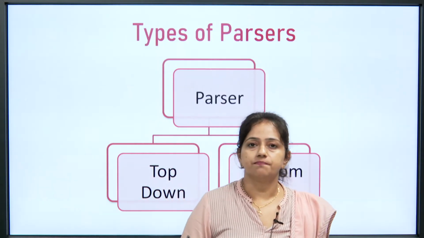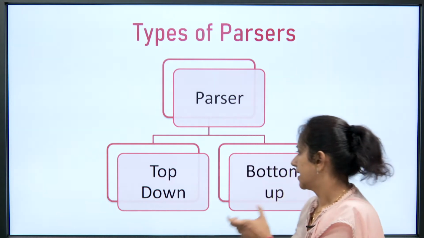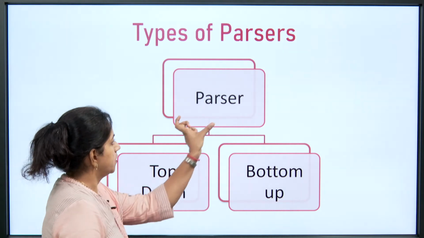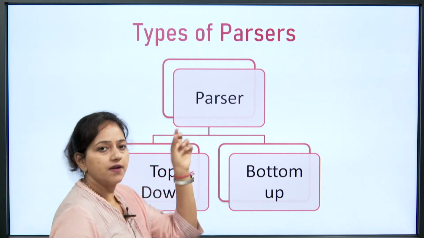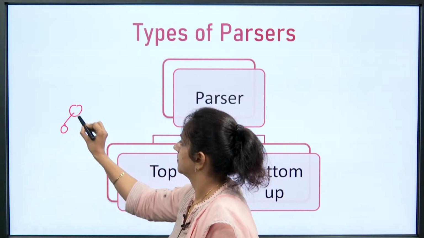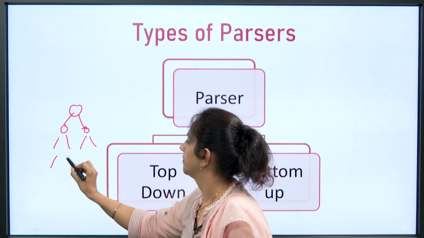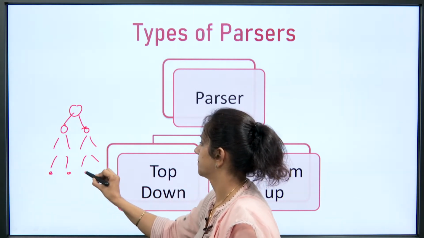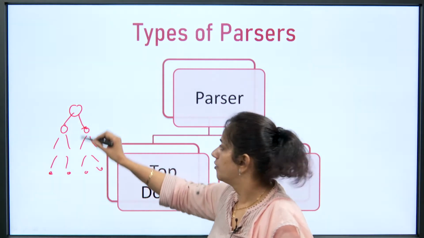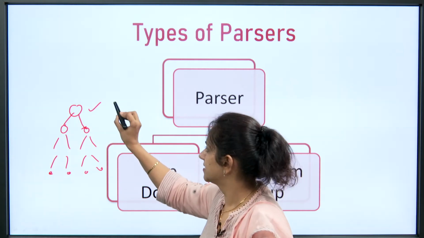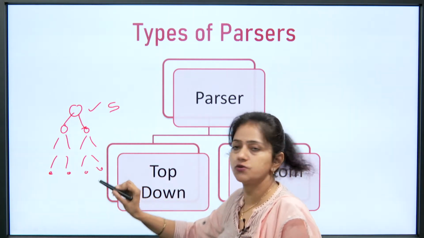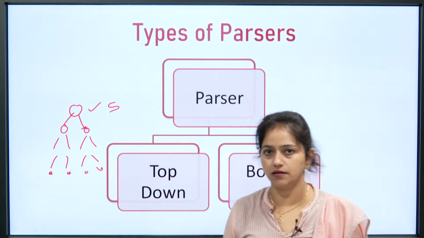There are two types of parser, one is the top down parser and the second is the bottom up parser. Suppose we are getting the parse tree, and here suppose we have leaf nodes. In top down parsing, we start the construction of the parse tree from the root of the tree, from the start symbol of the grammar, and we end at the leaf nodes, where the leaf nodes will be marked by the terminals of the grammar.